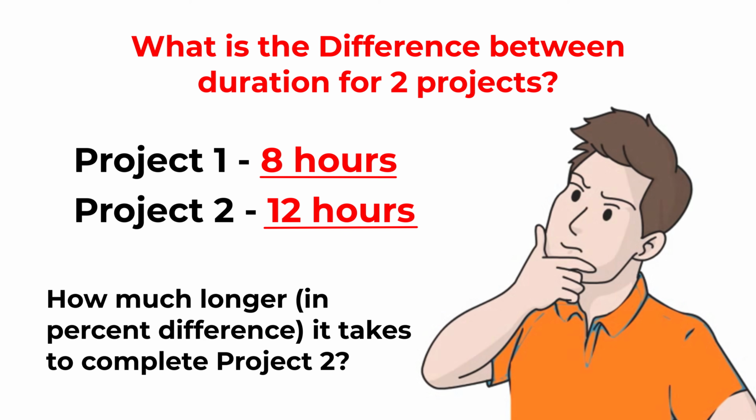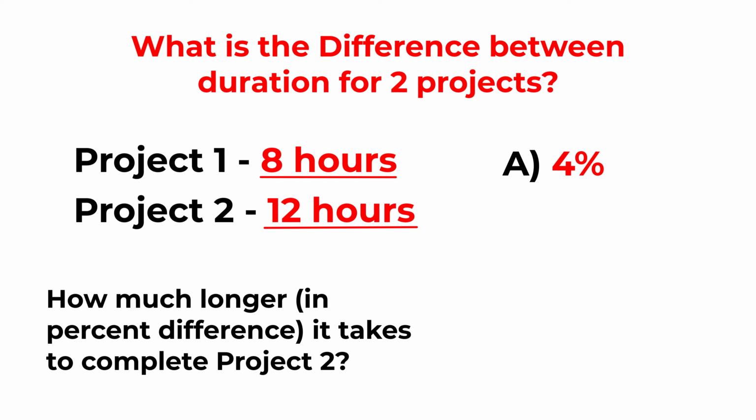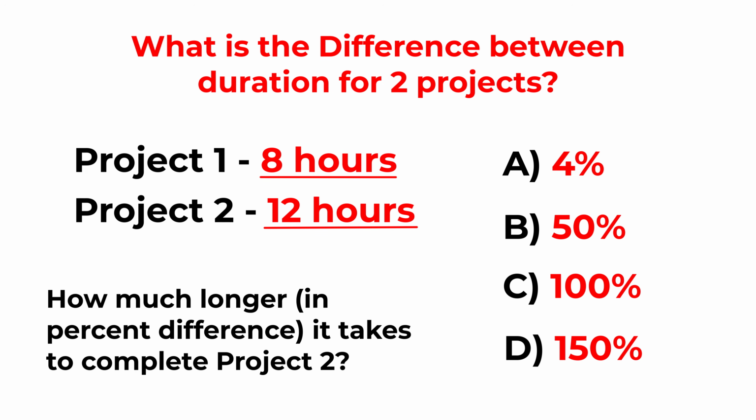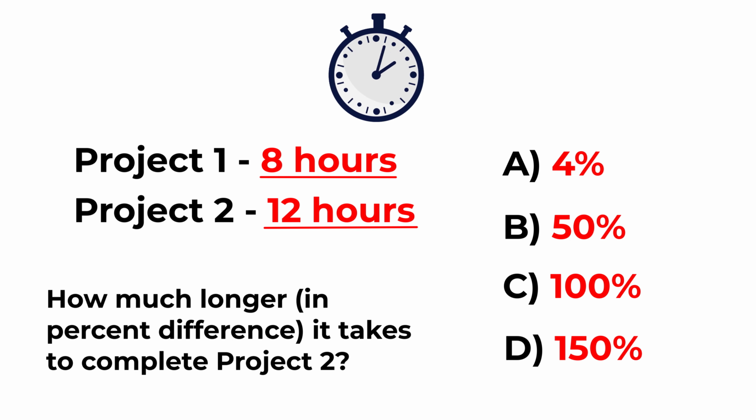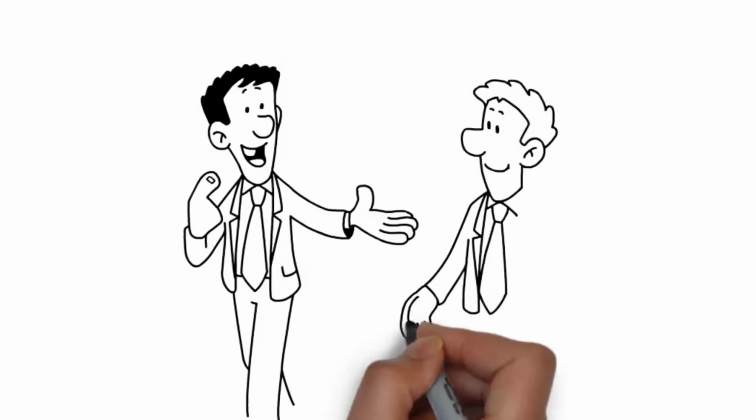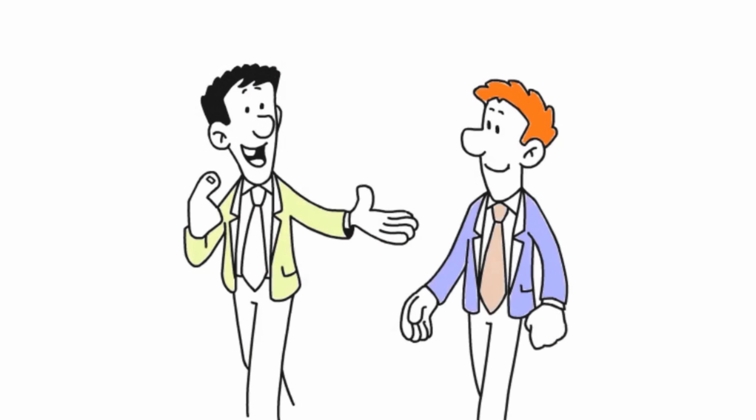You have 4 different choices. Choice A, 4%, Choice B, 50%, Choice C, 100%, and then Choice D, 150%. Do you see the answer? Give yourself 10 to 15 seconds to see if you can do mental math and calculate the percentage differences. The answer might be a little trickier than you think. Are you ready? Let's continue to see how we can get to the correct solution together.